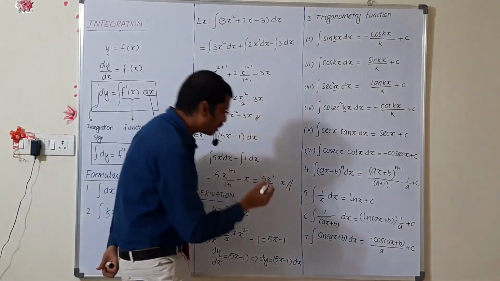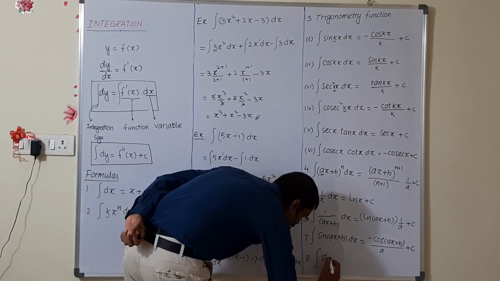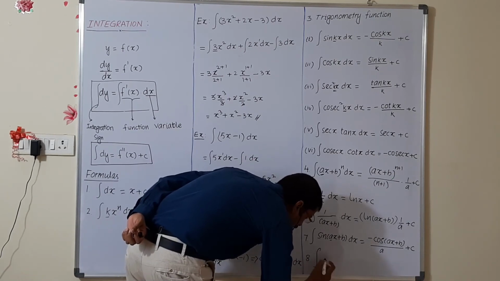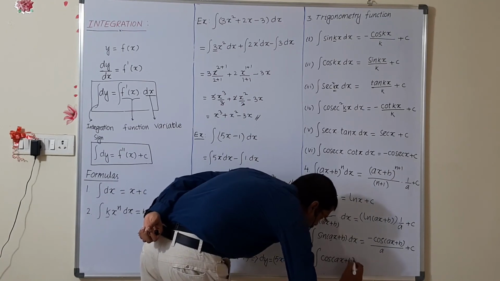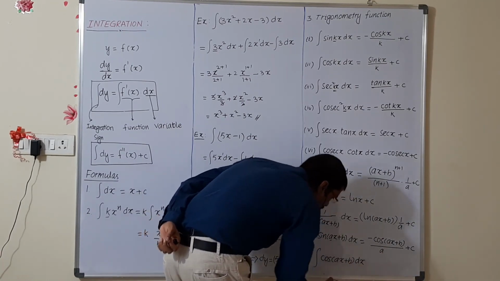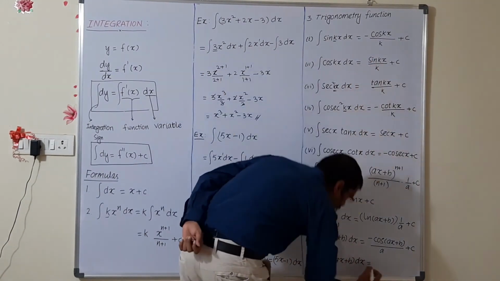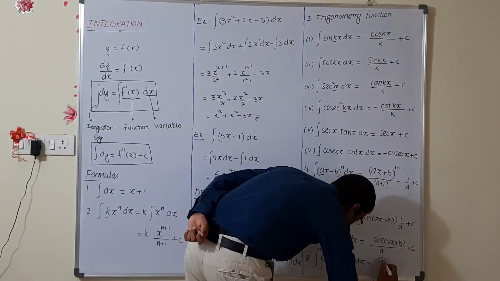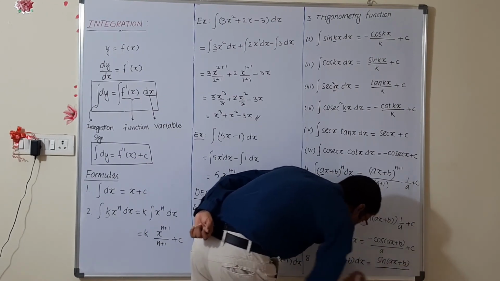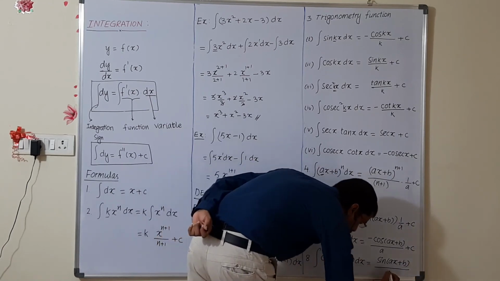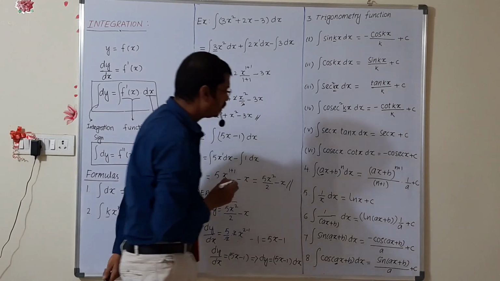Like that, cos also we can write. The integration of cos(ax plus b) dx. Integration of cos is sine. The sin(ax plus b) upon the constant. What is the constant? a is a constant. Write it plus c. These are the 8 formulas.